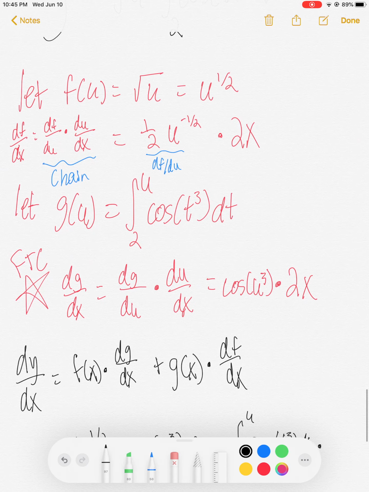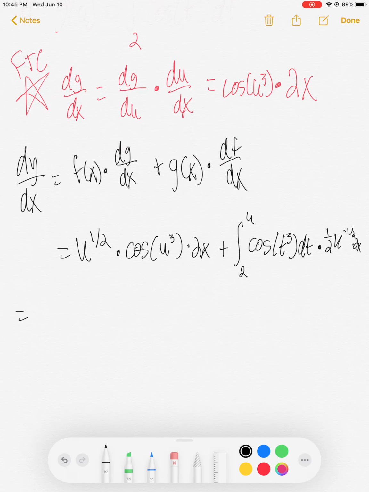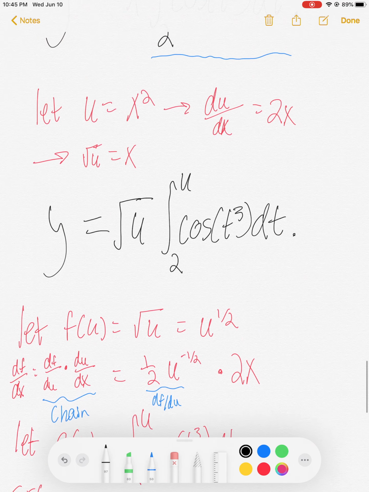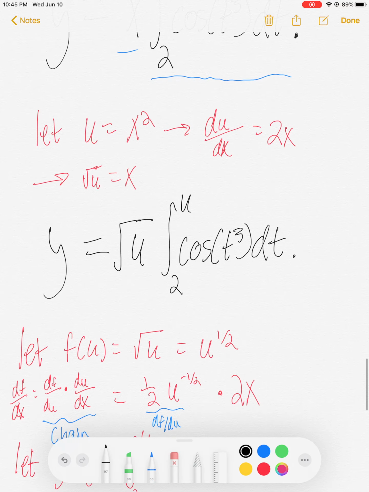Now g of x, well, again, I only have g of u right now, so I'll just go ahead and plug that in: the integral from 2 to u of cosine t cubed dt. And then multiply that by df dx, and that was 1/2 u to the minus 1/2 times 2x. Okay, great.